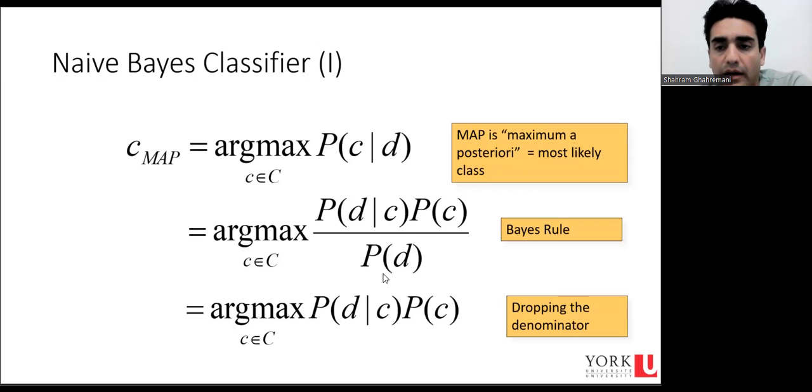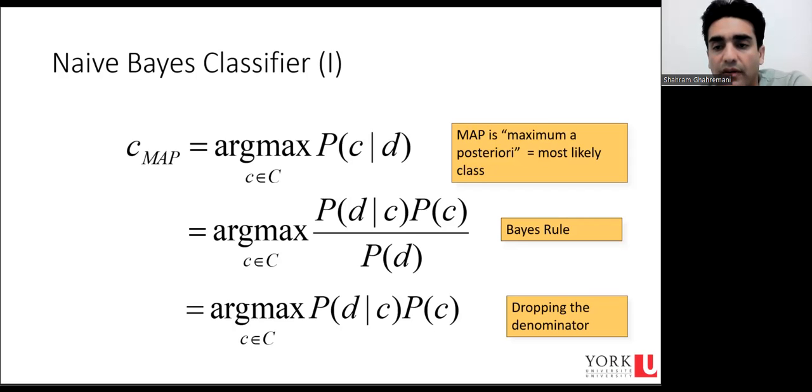Why is it okay to cross out this denominator? To cross out the denominator: the probability of D is how likely the document is. Now, if I give you a document and I ask which of these 10 classes it belongs to, and for each of these classes I am computing the probability of the class and the probability of the document, the probability of the document is identical for all 10 classes.